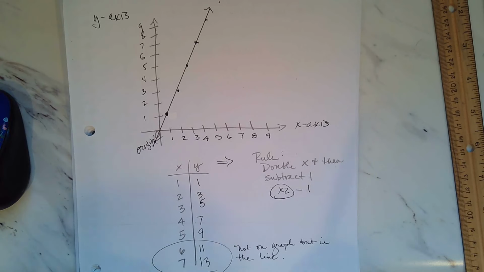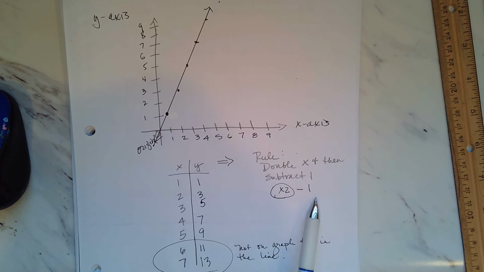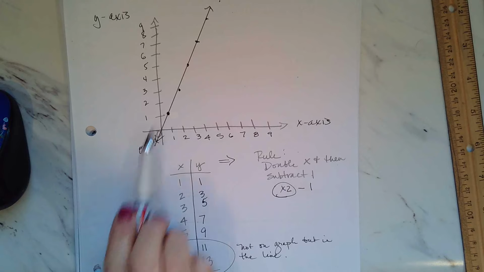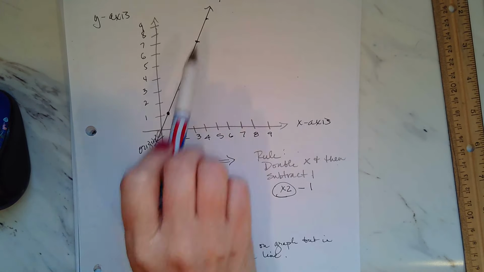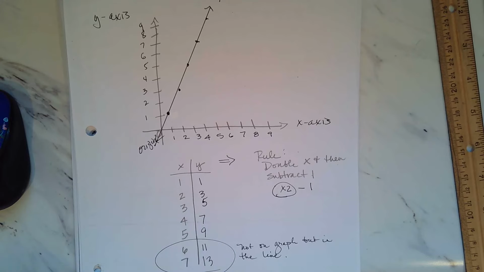All right, so did you figure out that the rule means to multiply by 2 and then subtract 1? Did you end up with these numbers for your coordinate pairs? 6 and 7 are in that line, but they're not on the grid. Not on the graph, but in this line. Did you plot your points and connect it? Did you label your X and Y axis and your origin? All right, that ends our fluency for Module 6, Lesson 12.